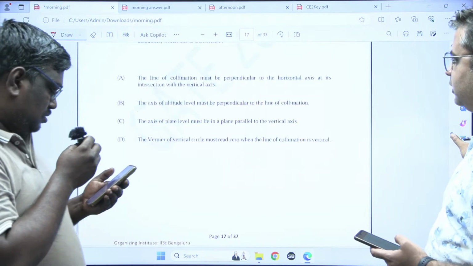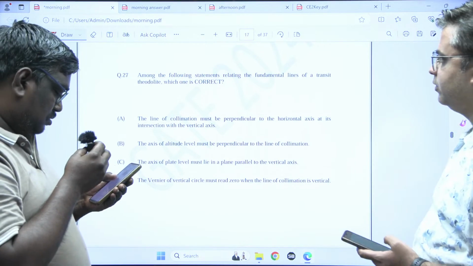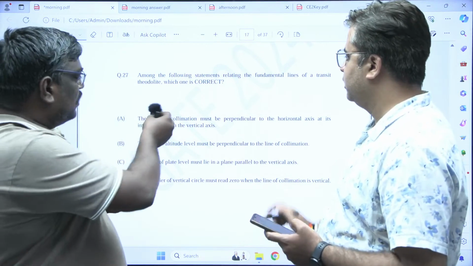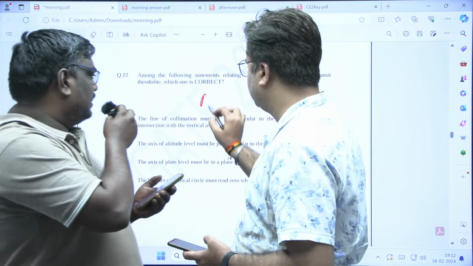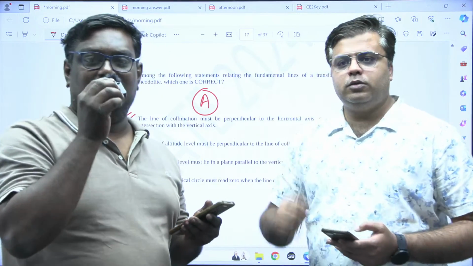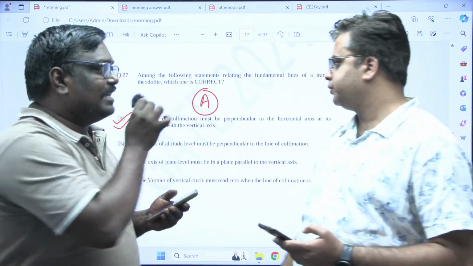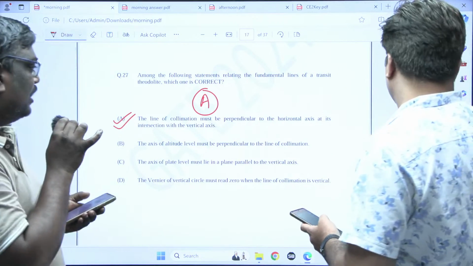Next, you have question number 27. 27A, sir. Line of collimation must be perpendicular to the horizontal axis at intersection with the vertical axis. Students, one thing I would like to tell you: the same set of questions from the session yesterday has been given, so the options will be the same ones you compared yesterday and today.